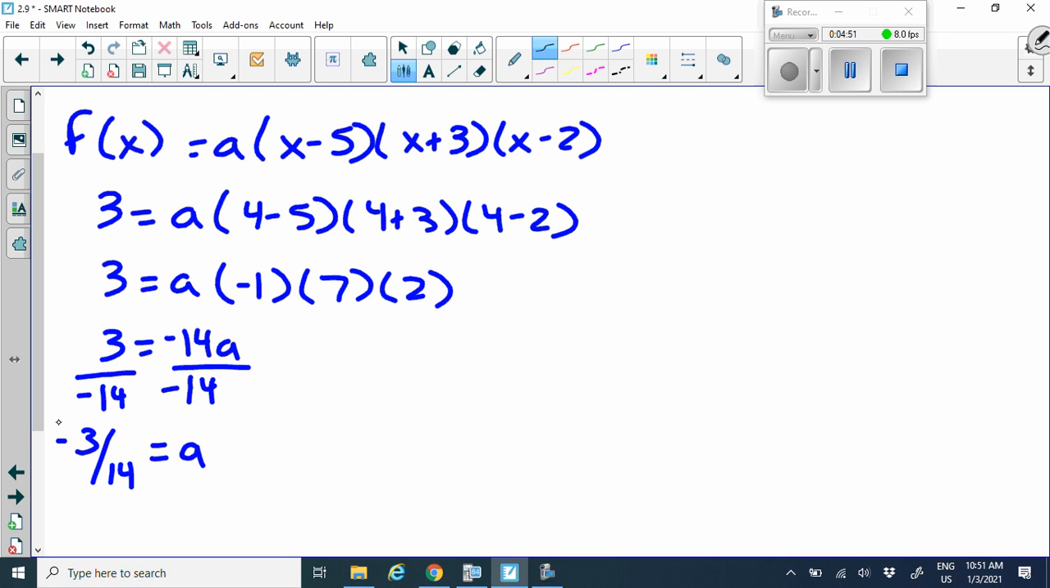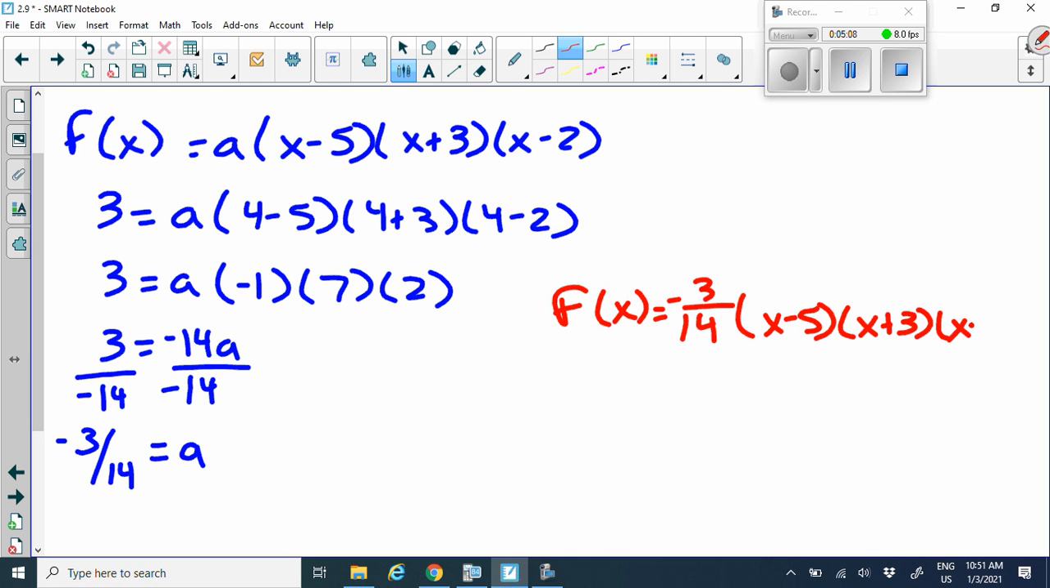Now I go ahead and just plug that back in, and I write my final answer in that factored or intercept form. So I have f of x equals negative 3 over 14, times x minus 5, x plus 3, and x minus 2. And this will be my final answer.